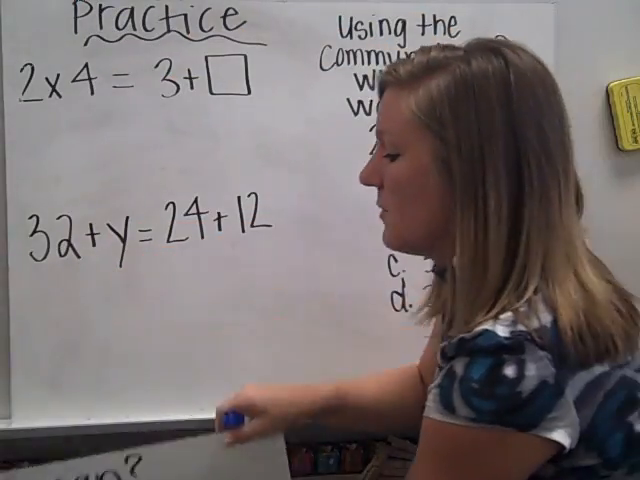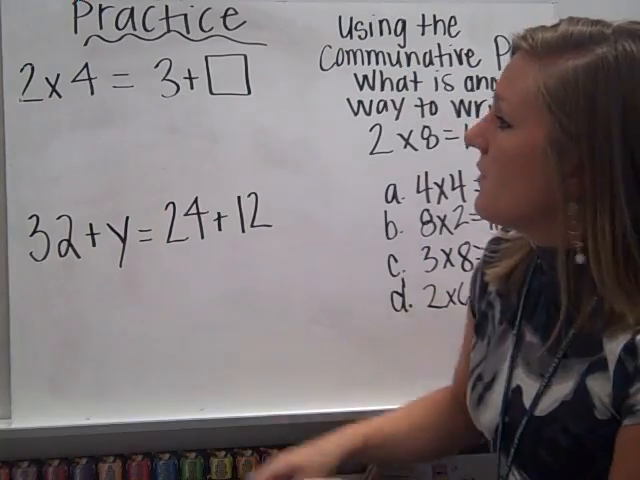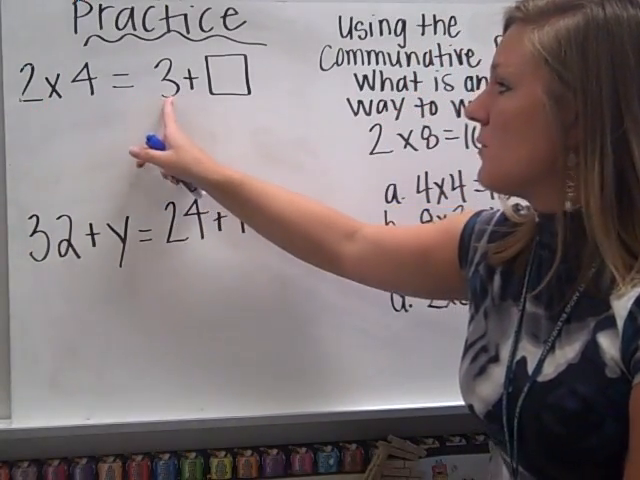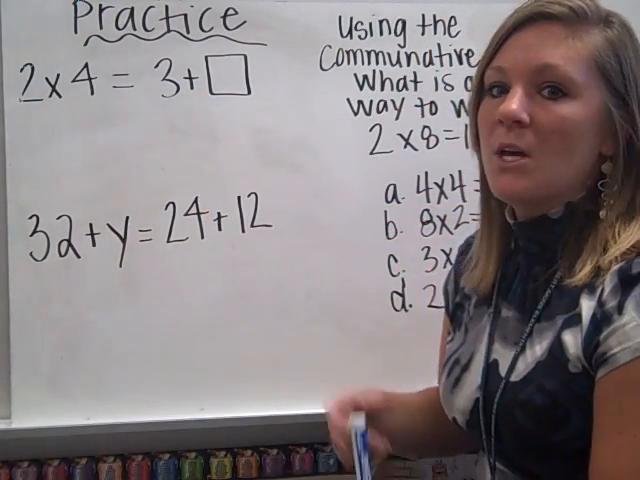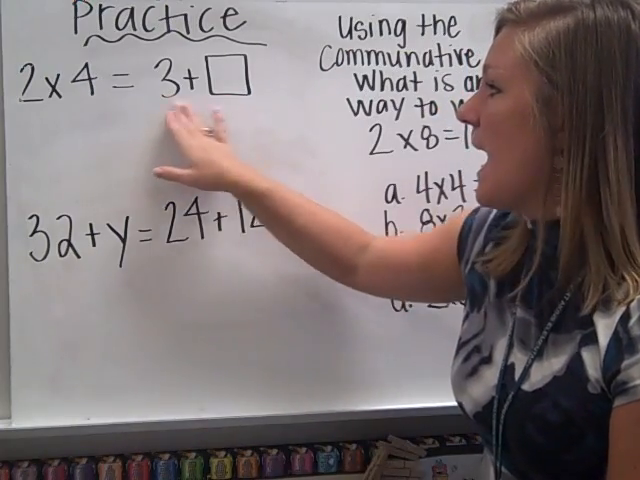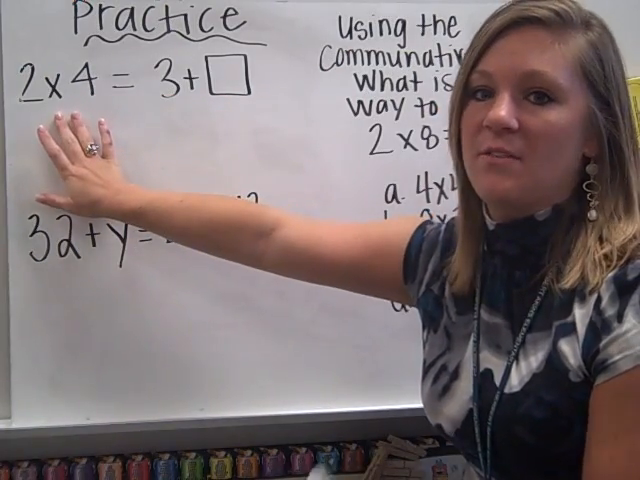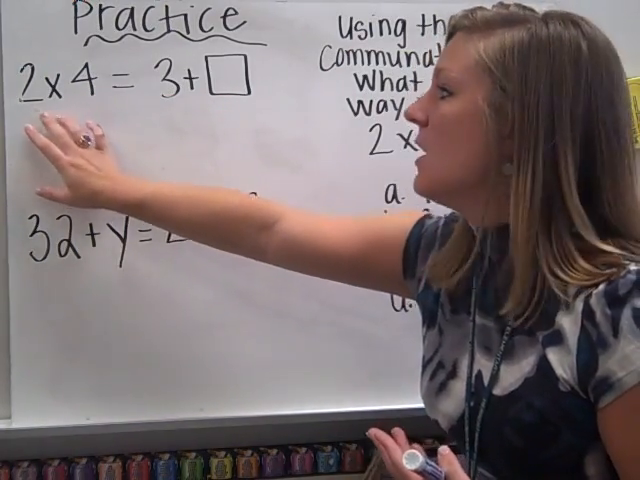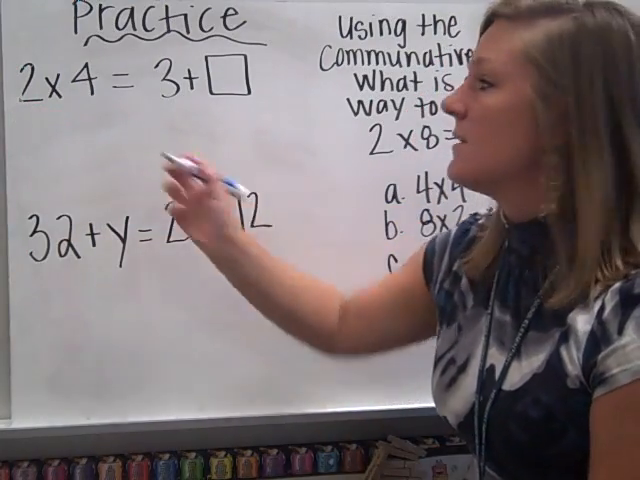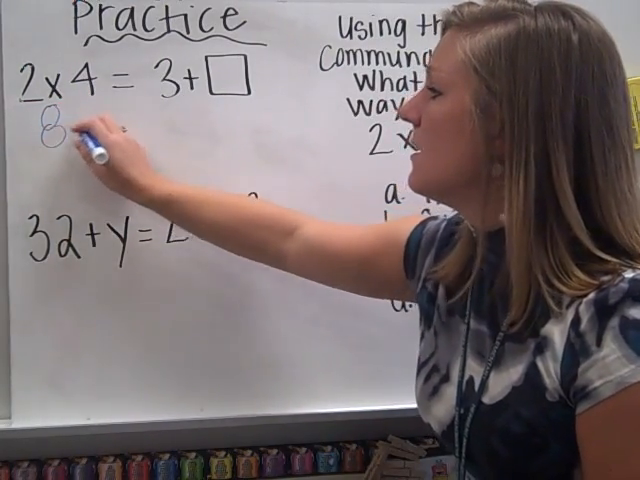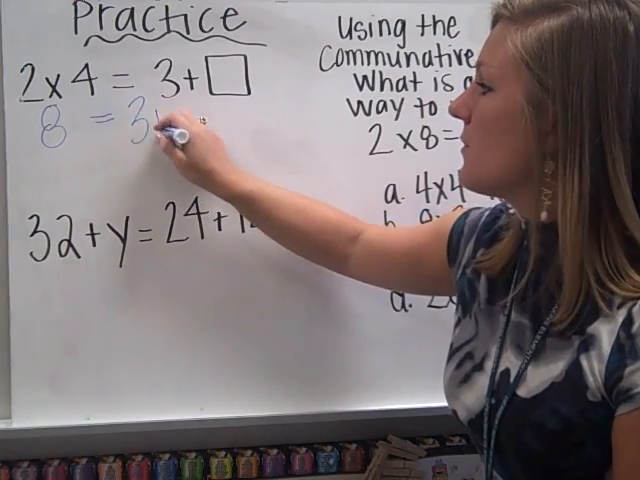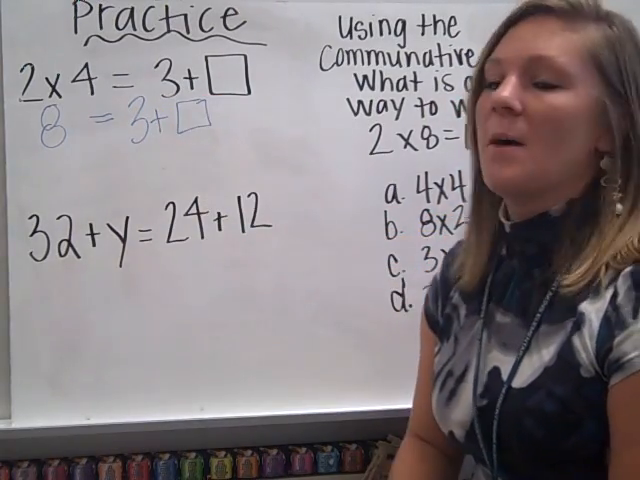All right, let's do some practices together. Okay, the first one, 2 times 4 is equal to 3 plus some number. So because I don't know this side, I have to start on this side to find what my total needs to be. So 2 times 4 is 8. So 8 must equal 3 plus some number.